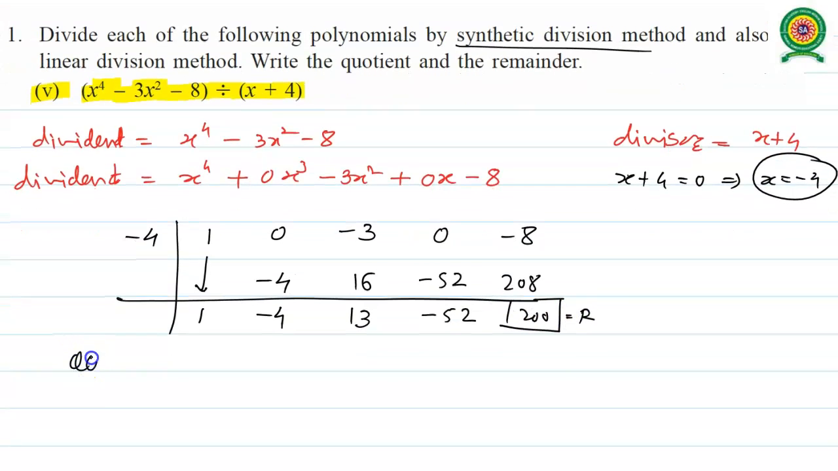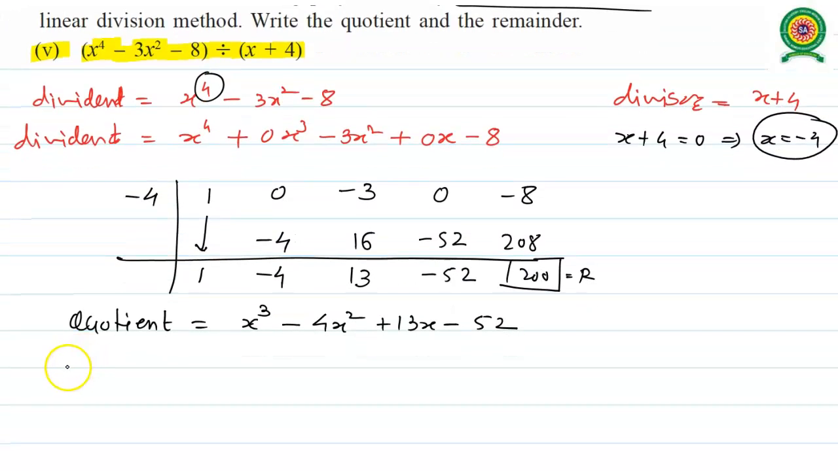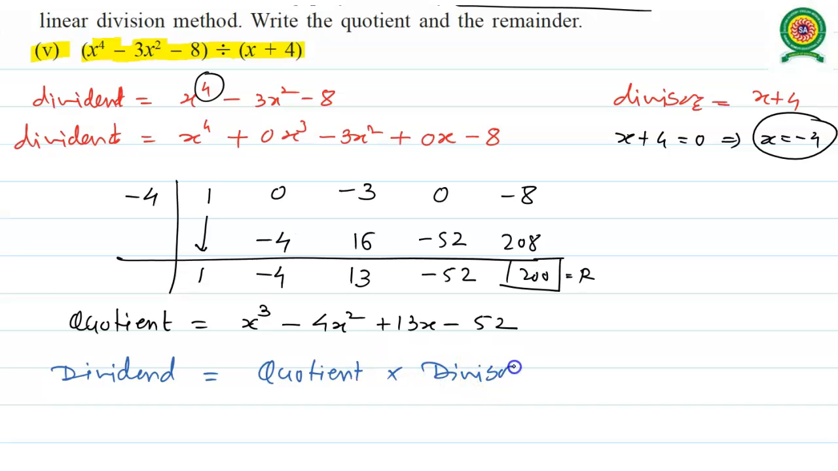And the quotient polynomial is of the form, now the quotient polynomial has degree less by 1 as compared to the dividend polynomial. We have 4 as the degree of the dividend polynomial, so we are getting 1 as the coefficient of x cube, minus of 4x square plus 13x minus of 52 as our quotient polynomial. So as per the Euler's formulation, we can write our dividend is equal to quotient polynomial into the divisor plus the remainder.